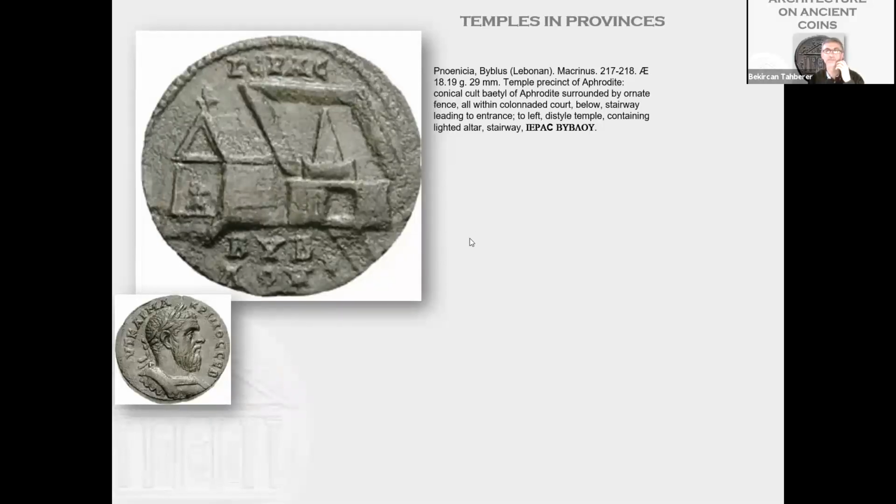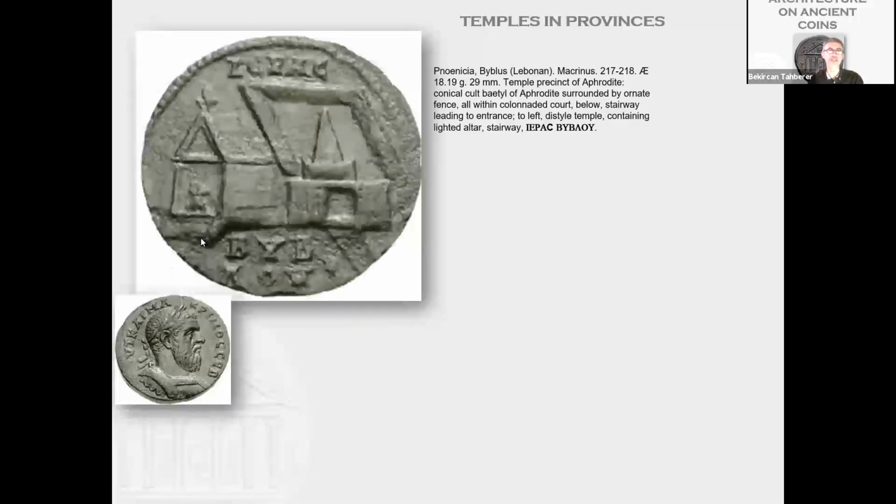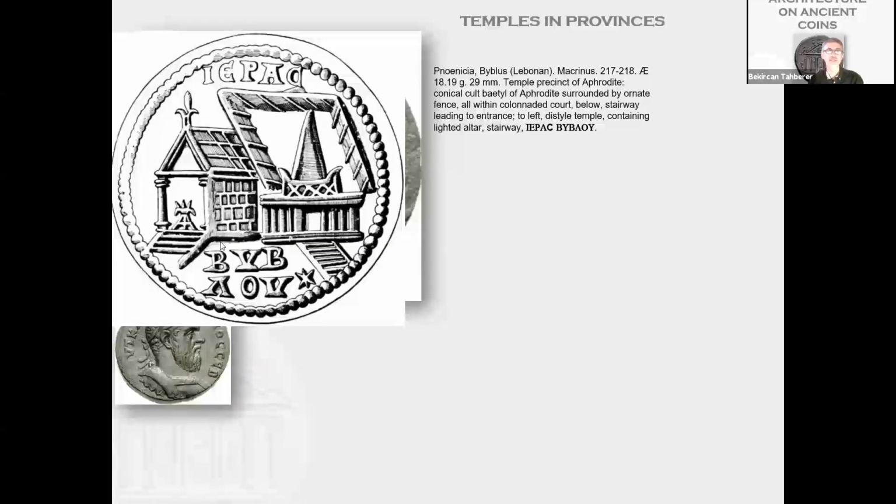So there is a fence, all within a colonnaded court, a stairway leading into the court, and this style of temple on this part. So here is a drawing of this for you to appreciate better. And the altar is right in front of the temple. Maybe you can see it here.